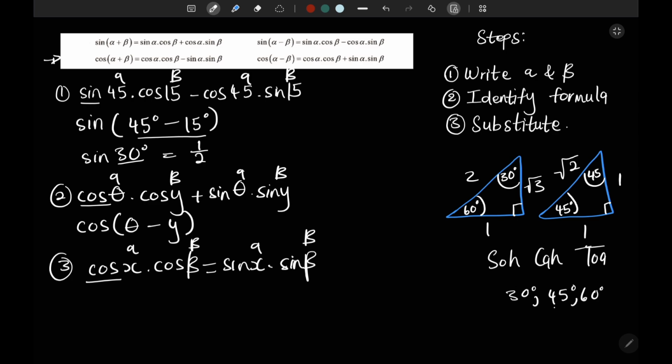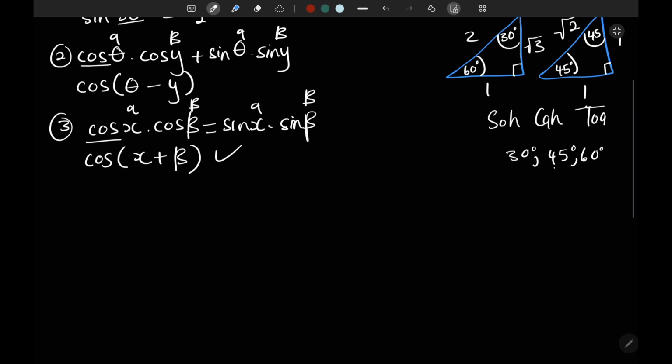We've identified our formula. What's step 3? Substitute. So we started with cos, what is your alpha? X plus, what is your beta? Beta. That is your final answer. Now let's try the last example.